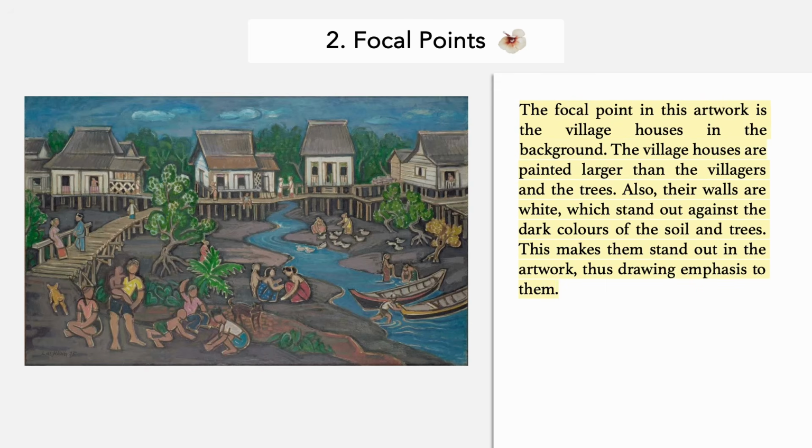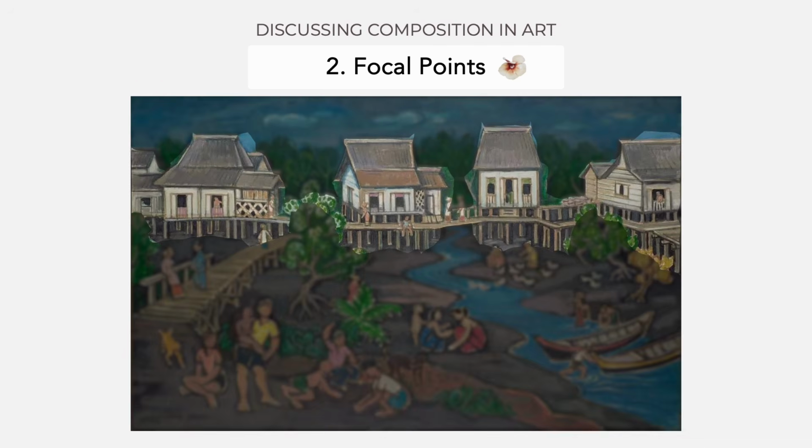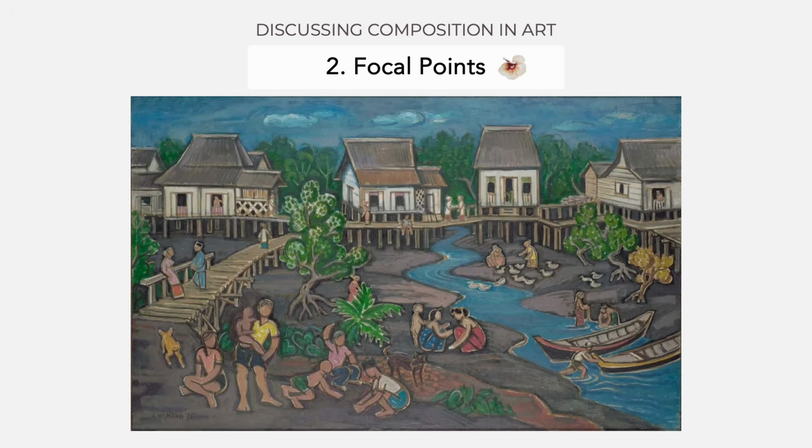For example, the village houses are painted larger than the villagers and the trees. Also, their walls are white, which contrast with the dark colors of the soil and trees. This makes them stand out in the artwork, thus drawing emphasis to them. Now that you have found one focal point, try to see if you can find other focal points as well.